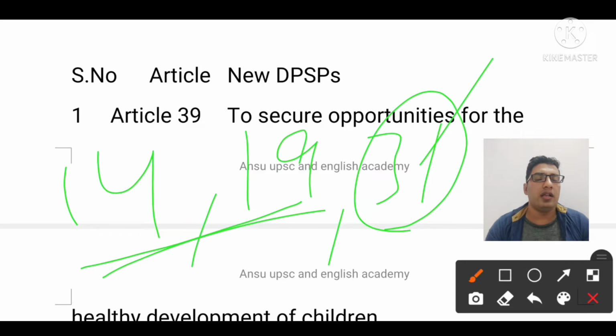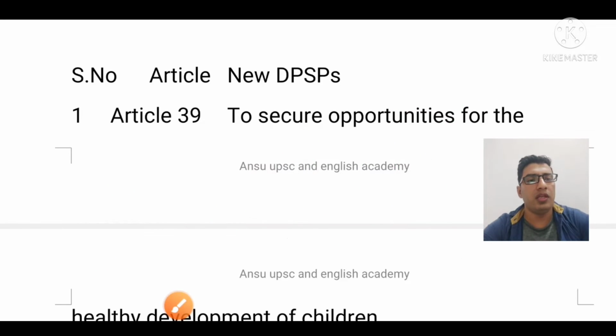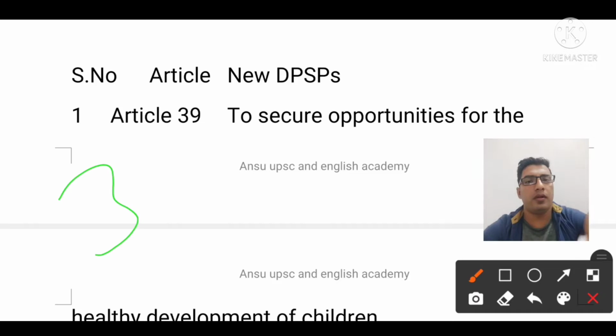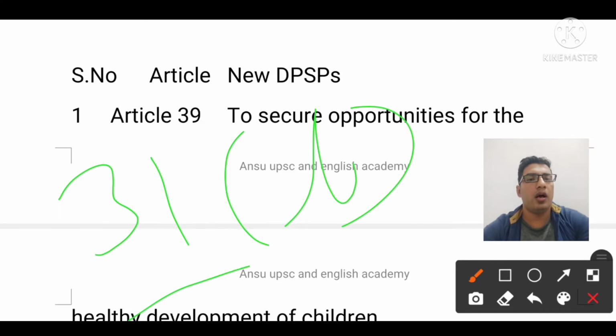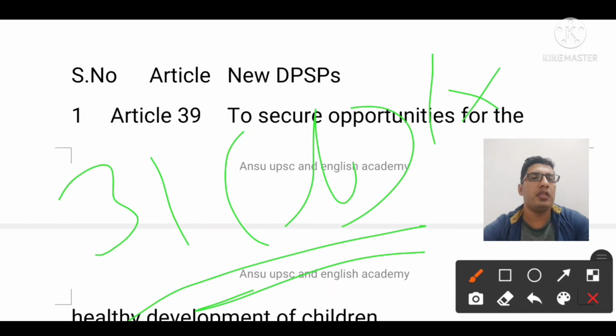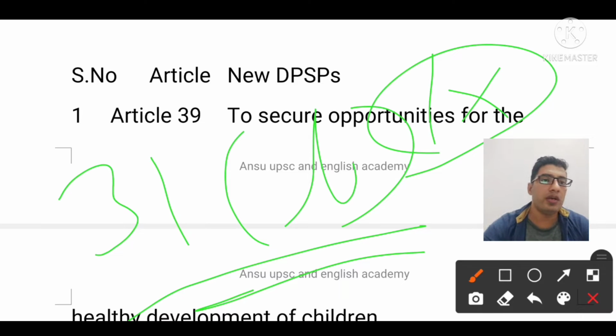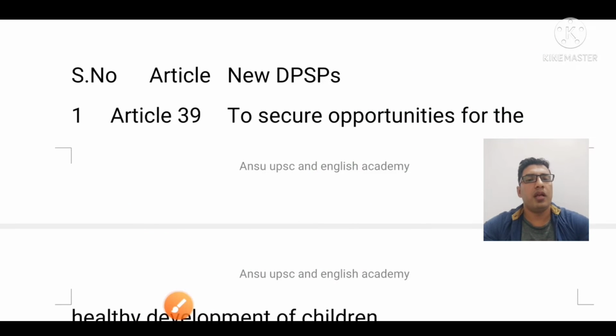And Article 31B was talking about the Schedule 9 of the Constitution. What is Schedule 9? If you put any legislation or amendment in Schedule 9, then there would be no judicial review for that. That was 31B. Please keep this in mind also.